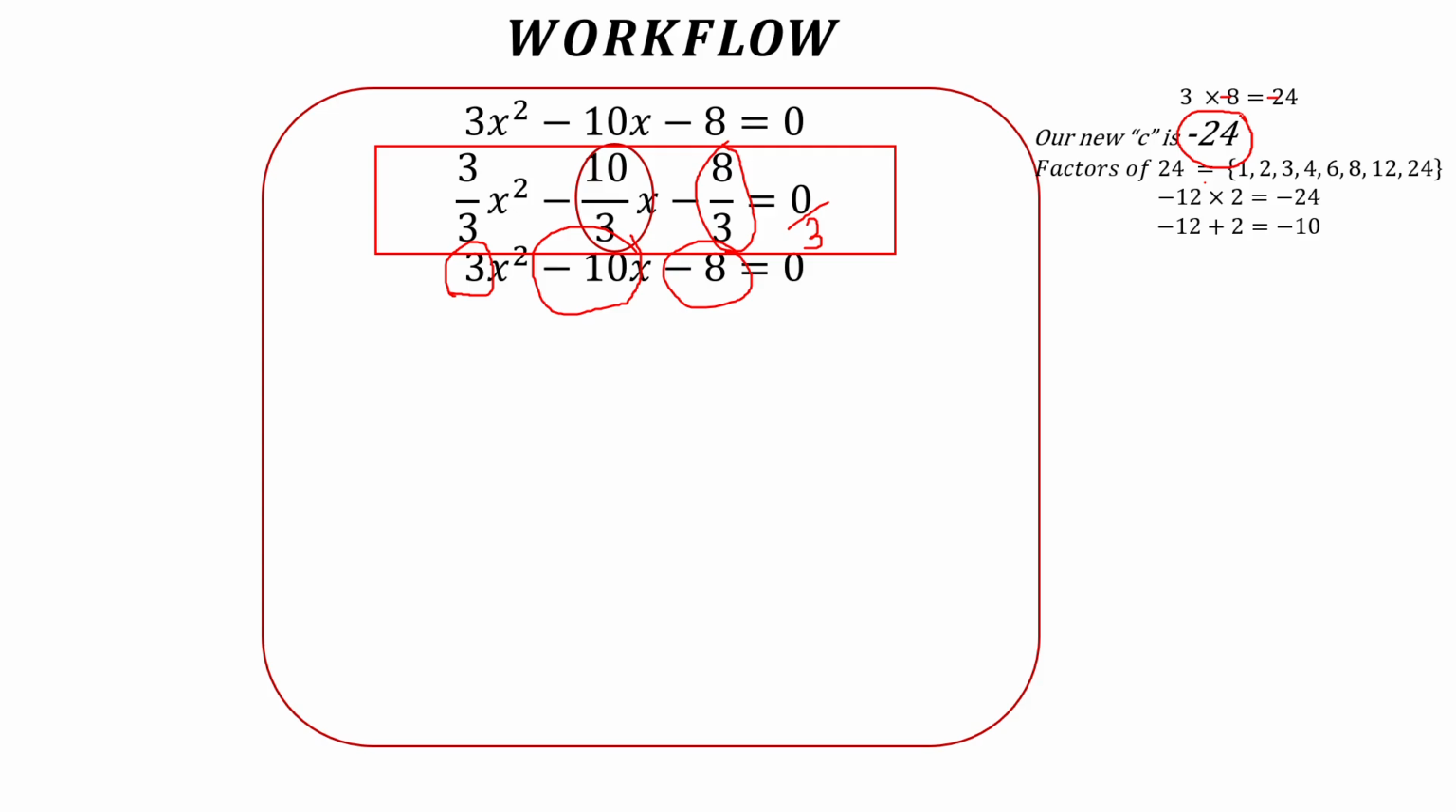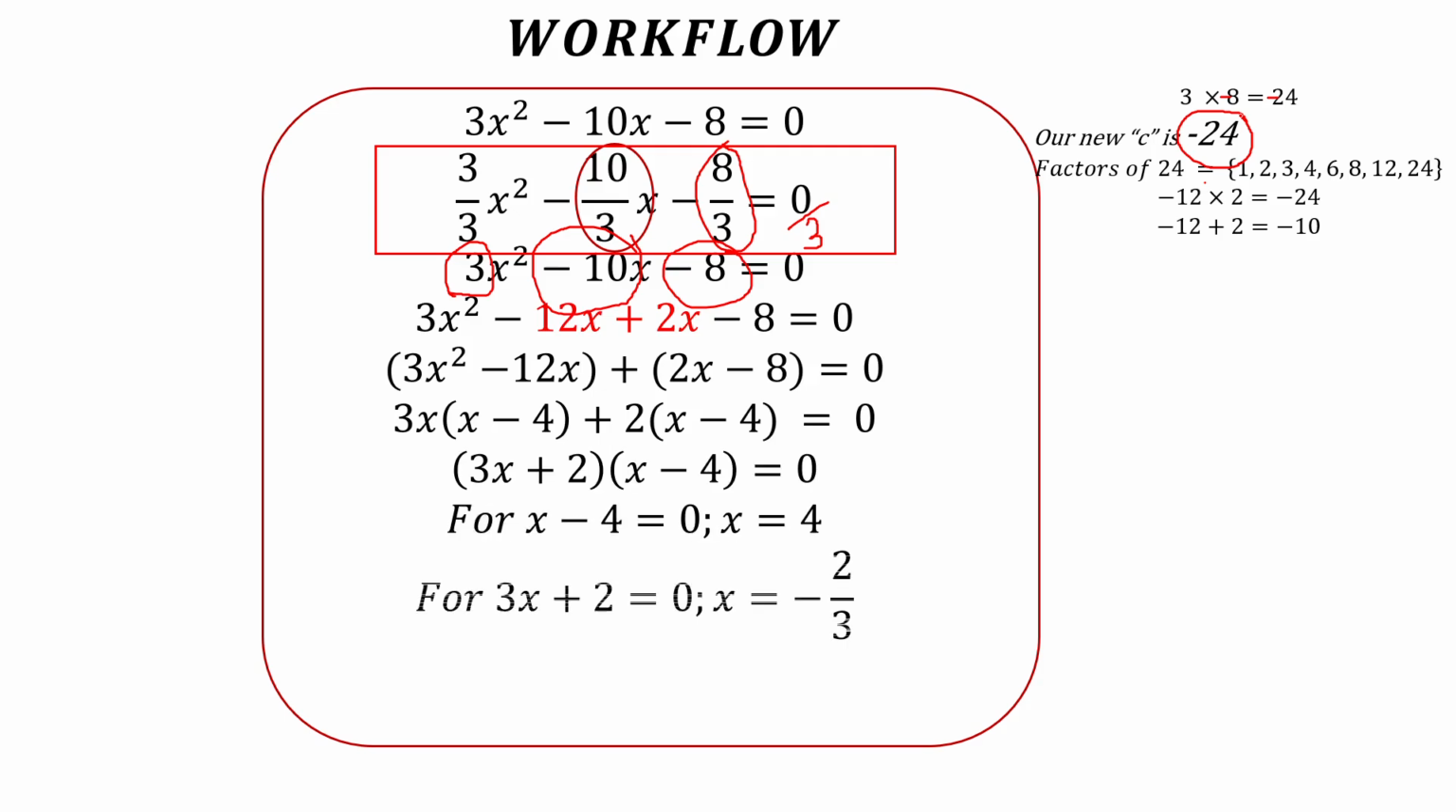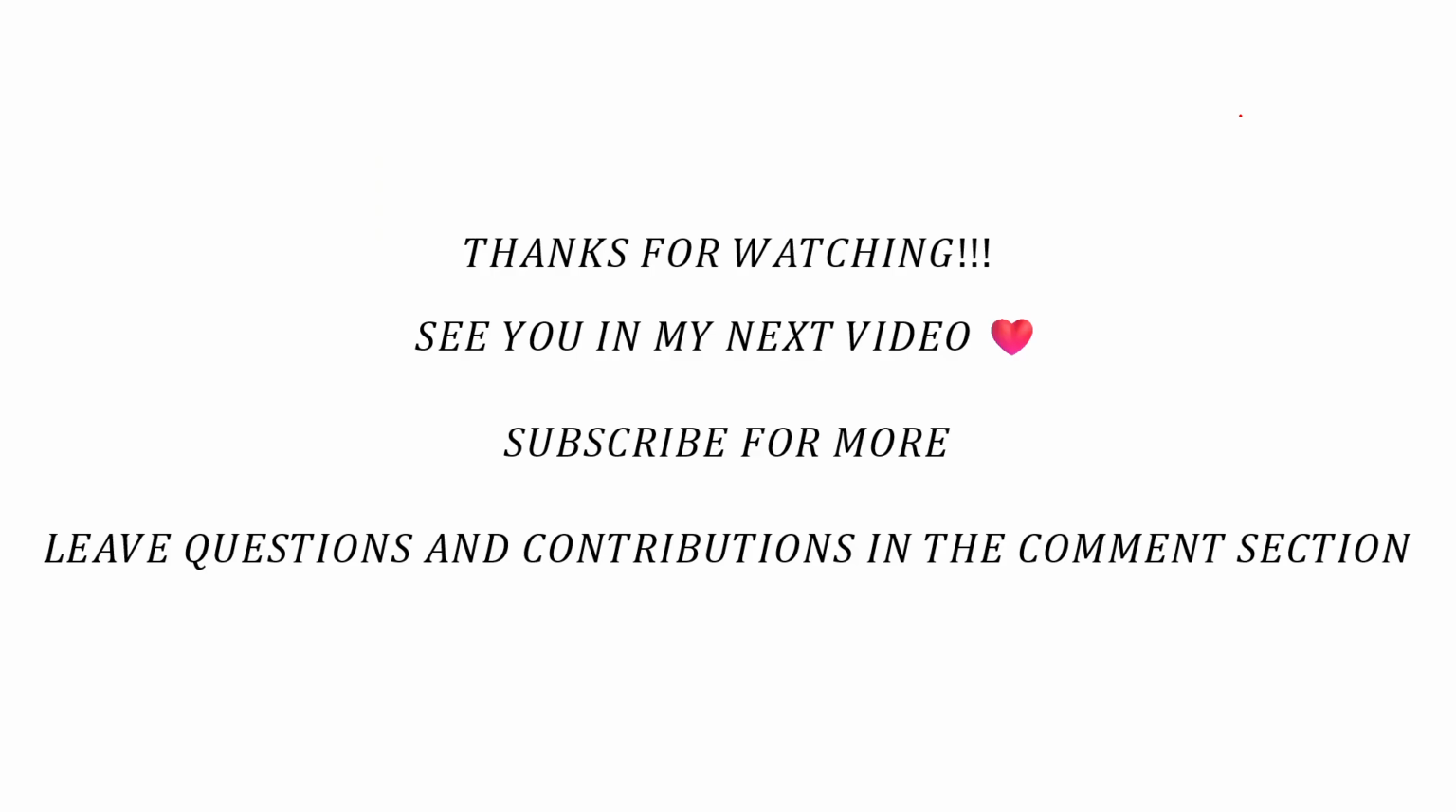Okay, so we split the negative 10x using those two numbers. So we get this, we group them, factorize further, equate both expressions in the bracket to 0, and then you find your values of x, and you state your final answers. So this is basically how you go about various quadratic equations.